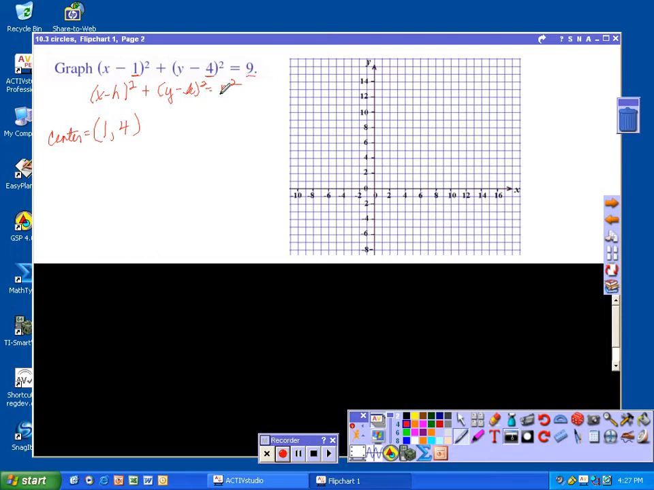r squared is 9. So square root both sides to find the radius, which is 3. Plot your center, (1, 4). Go out a radius of 3. 1, 2, 3. Up 3, left 1, 2, 3, and down 1, 2, 3. Sketch a circle as best you can. Okay.